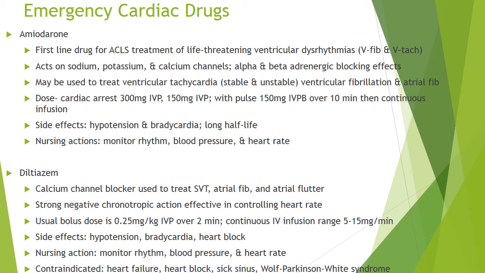Diltiazem is a calcium channel blocker often used to treat SVT, atrial fibrillation, and atrial flutter. It has a strong negative chronotropic effect, so it's very good in controlling a rapid heart rate. Usual bolus dose is 0.25 milligrams per kilo. We give that IV push over 2 minutes, followed by a continuous IV infusion. Usually the dose range is between 5 to 15 milligrams a minute, and we titrate that to what our heart rate is doing and what our goal is for our heart rate.